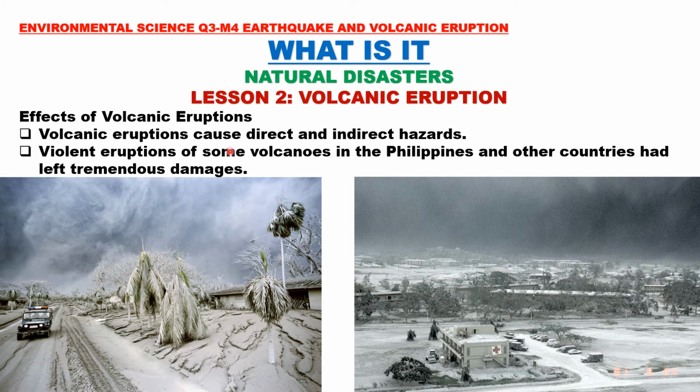Volcanic eruptions cause direct and indirect hazards. Violent eruptions of some volcanoes in the Philippines and other countries had left tremendous damages. So this picture are the effects of the eruption of Mount Pinatubo in 1991. So Mount Pinatubo is an active stratovolcano in the Zambales Mountains. So it is located in the boundary of these provinces, Zambales, Tarlac, and Pampanga, all in Central Luzon.